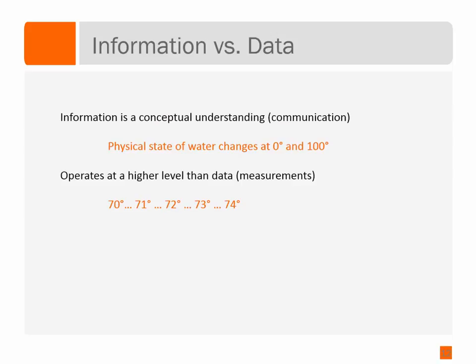Now a comparison. This is a very common question: what is the difference between information and data? This has been the source of a great number of debates, so I thought I would give you a very straightforward example of data versus information. Information is a conceptual understanding. It's communication. It operates at a higher level than data.